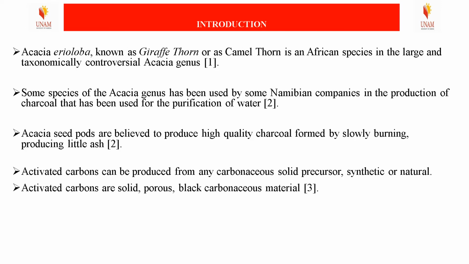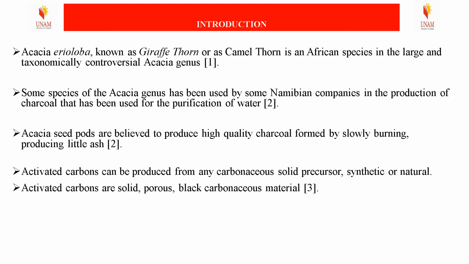Introduction. Acacia erioloba is also known as giraffe thorn or camel thorn. It is an African species in the large, taxonomically controversial Acacia genus. Some species of the Acacia genus have been used by some Namibian companies in the production of charcoal that has been used for purification of water.